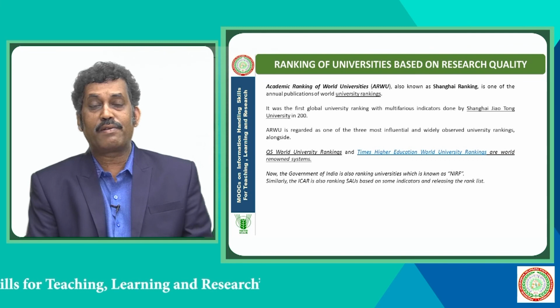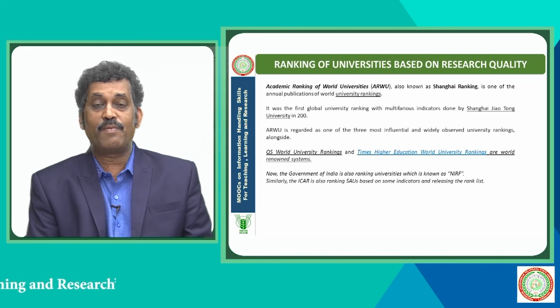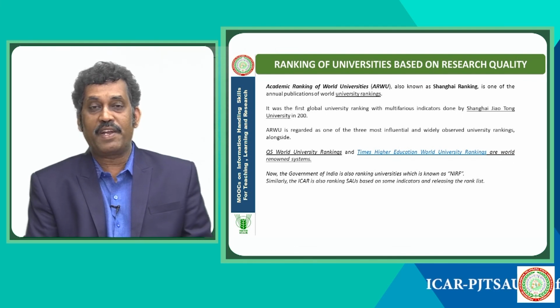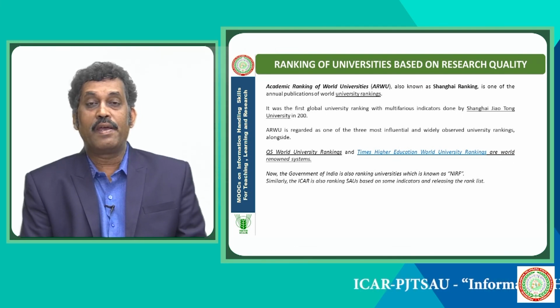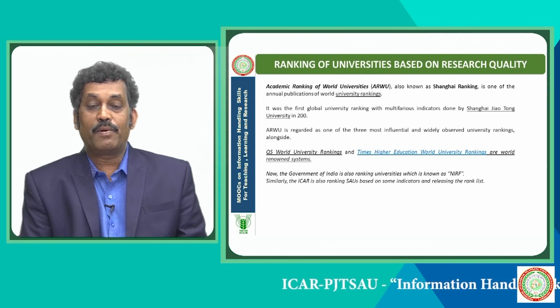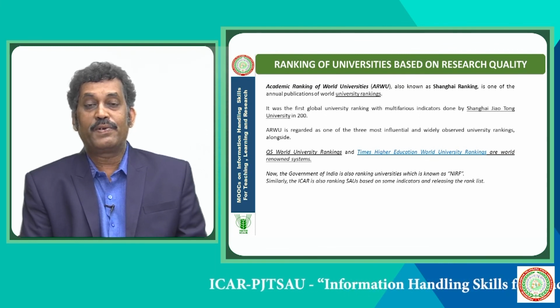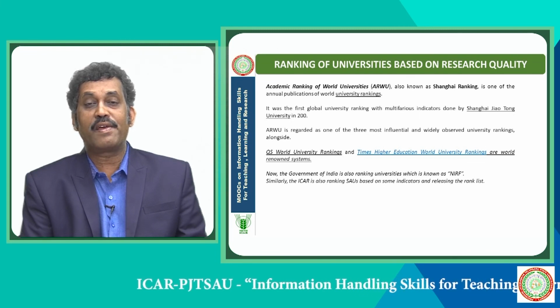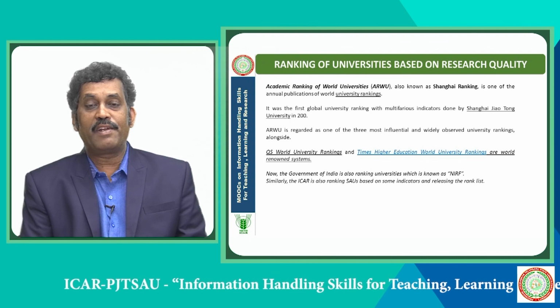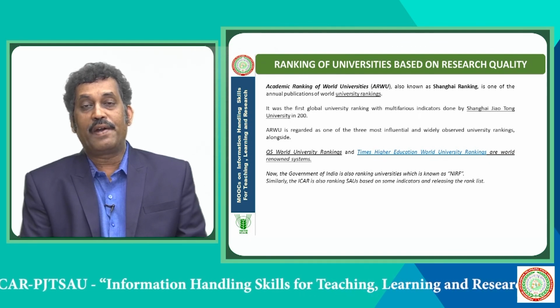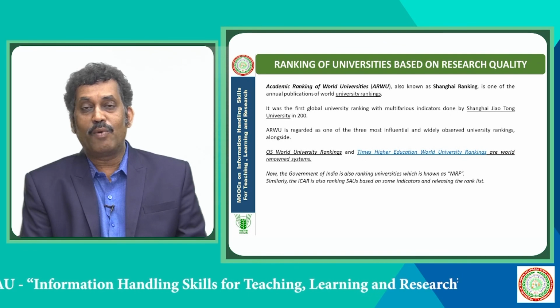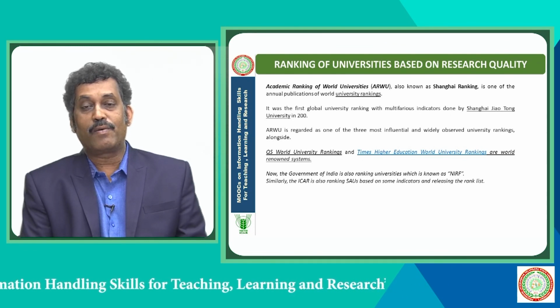Now the government of India also started ranking the universities, which is known as NIRF, the National Institutional Ranking Framework. Based on many indicators, they are ranking the Indian universities. Similarly, the Indian Council of Agricultural Research also started ranking the agricultural universities based on many parameters. They give more weightage to the research output of universities. So the faculty, research scholars and scientists should make effective use of all the research tools available on the internet so that they can make all their research publications visible, get more citations and more H indexes, which will reflect on the quality of the universities.